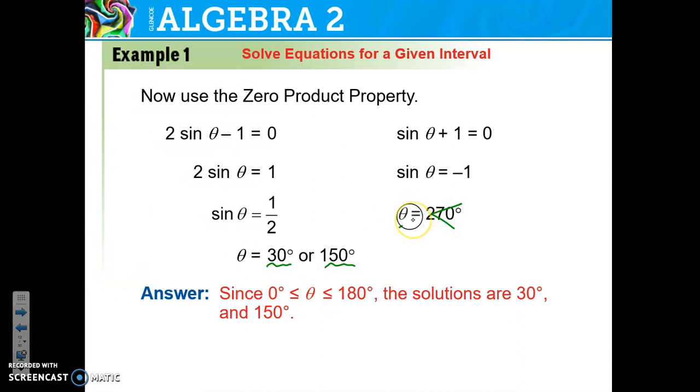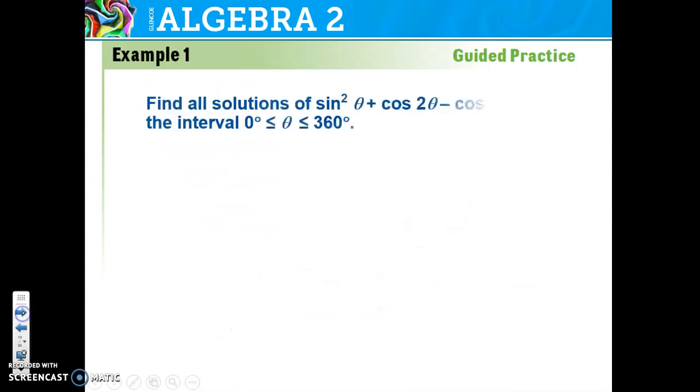Oh, sorry, now I see what they were doing on this side. This is my other factor, sine of theta plus 1 equals 0. So sine of theta equals negative 1. Where is the sine of theta negative 1? At 270 degrees. But our original problem told us that we're only taking theta from 0 to 180 degrees. So my only solutions are 30 degrees and 150 degrees. I don't include the 270.